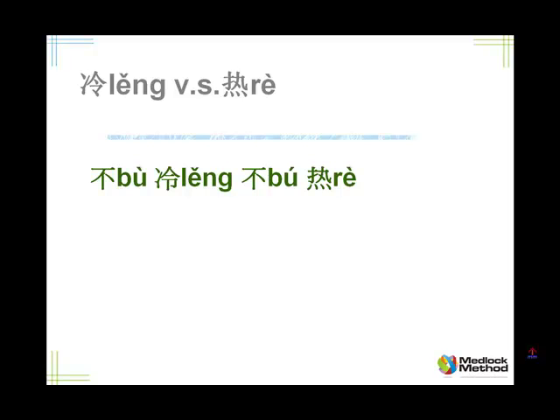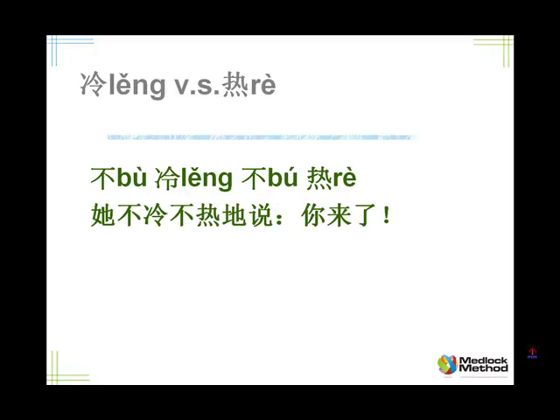Flat, yeah. For example, 他不冷不热地说你来了. He said that flat, without any enthusiasm. He said, oh, you're here. Right, see you again. Oh, no. 不冷不热.